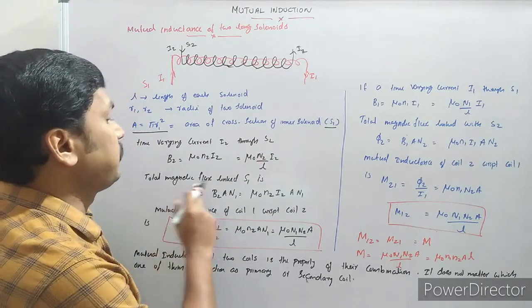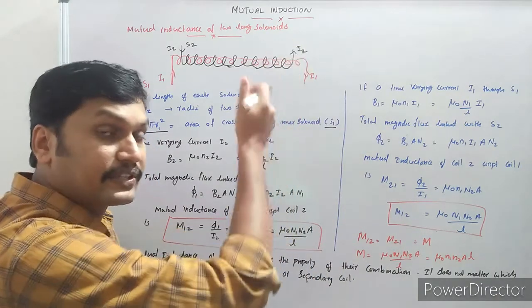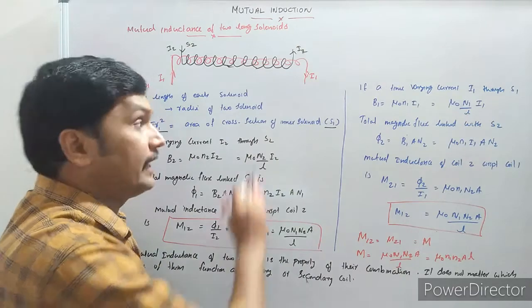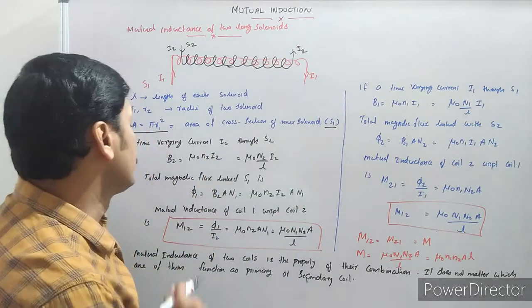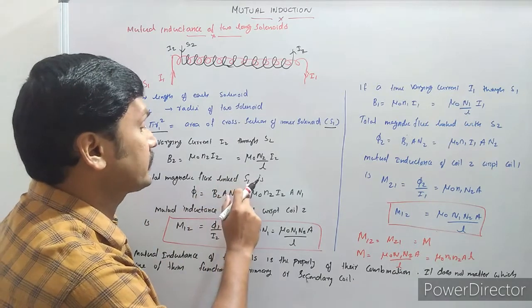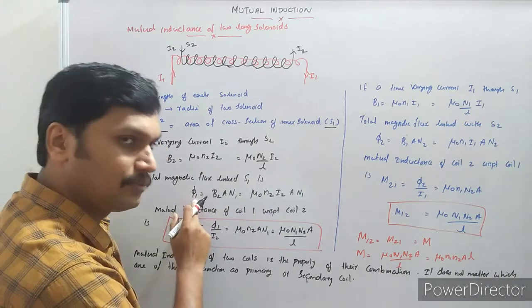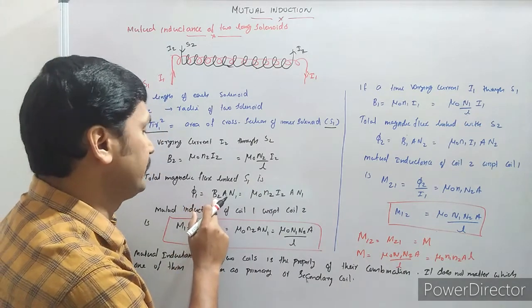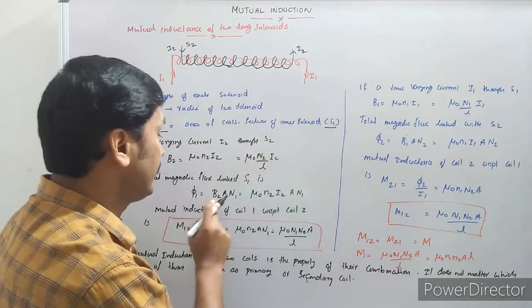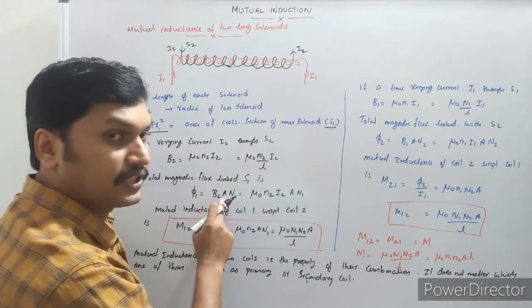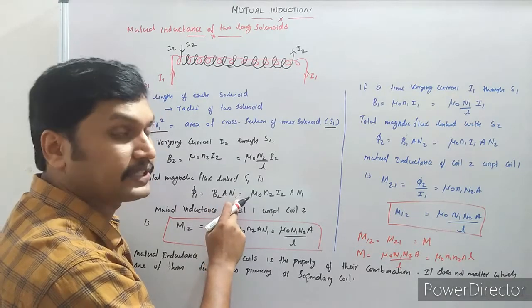Now, what is the magnetic flux associated with S1? You know, S1 is inside S2, so the entire magnetic field will produce flux in S1. So the total magnetic flux linked with S1, we are writing as phi 1. Phi 1 is equal to the magnetic field inside S2, that is B2, into the cross-sectional area of the inner solenoid, into the total number of turns of S1.